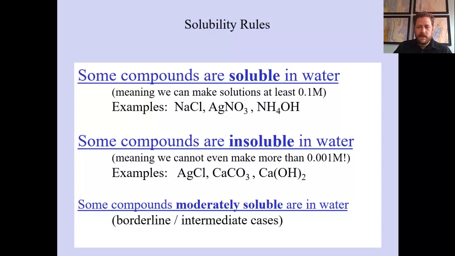Now you'll notice there's an intermediate range between the two molarities that I referenced there, and some compounds would be classified as just moderately soluble in water. Those borderline or intermediate cases we're going to ignore in this course, and we're just going to either classify compounds as being soluble or being insoluble.